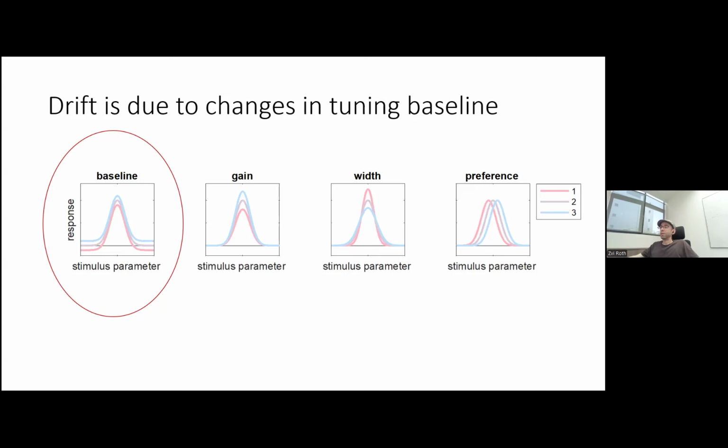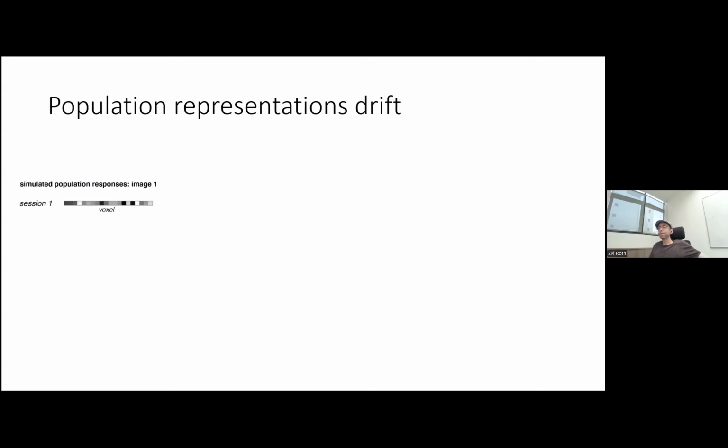Okay, but what does that mean for how V1 represents a stimulus? Visual perception likely relies on the response of the entire V1 region or even the entire visual cortex. Does the representation across the entire population of V1 drift as well, or does it remain stable? So to test this, we take the model fits for all V1 voxels from one session, and we simulate how the model expects them to respond to a single image. Okay, so we get an estimate of how V1 represents an image in a single session.